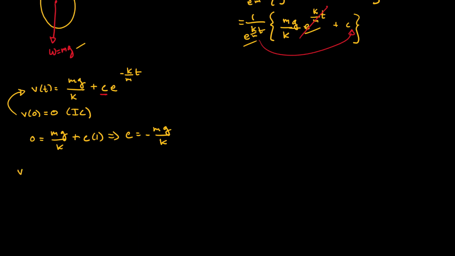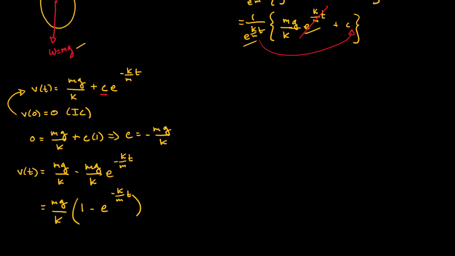This gives us a final solution. v of t will be equal to mg over k minus mg over k multiplied by e to the power of negative k over m multiplied by t, which can be simplified to mg over k multiplied by 1 minus e to the power of minus k over m multiplied by t. And that is the solution to our differential equation.